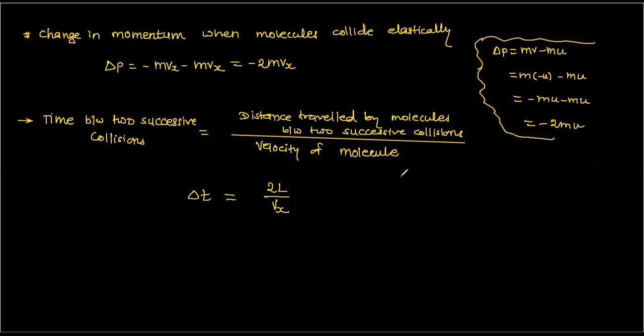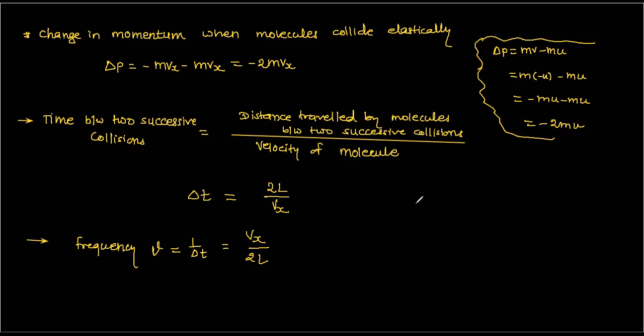Now let's find the frequency. So frequency is nu, suppose, and it is equal to 1 by delta T, the reciprocal of time. This is equal to Vx by 2L. This is the frequency we got.